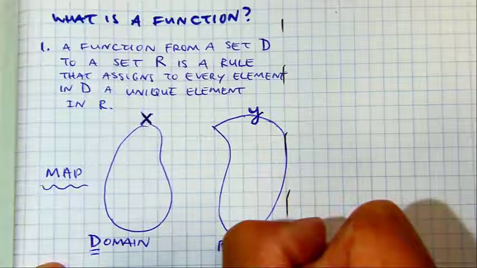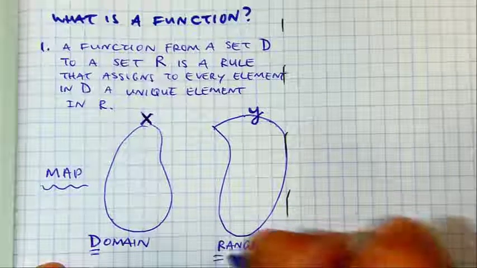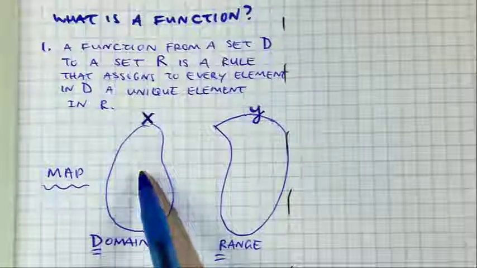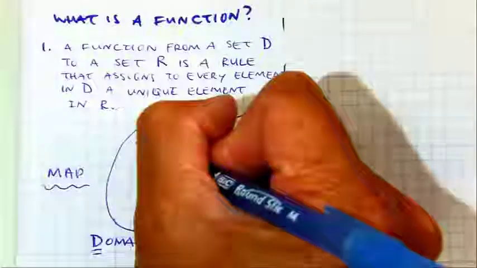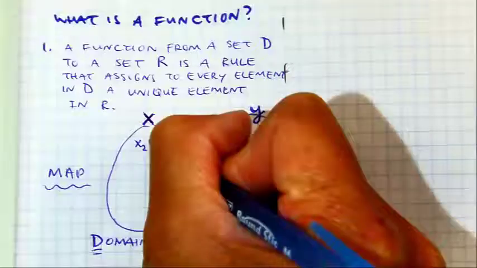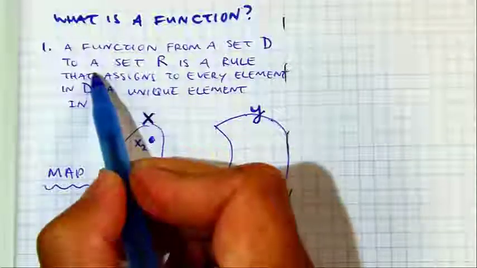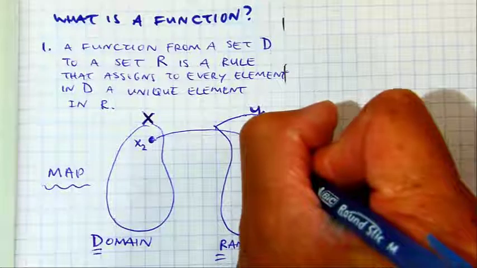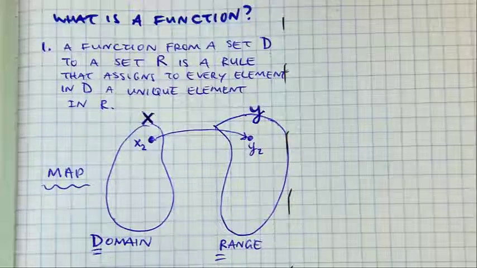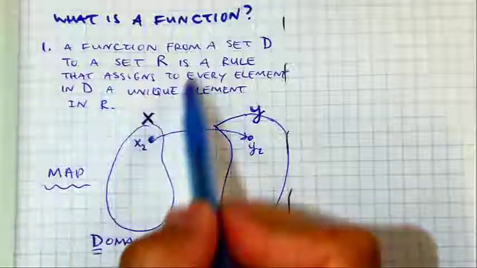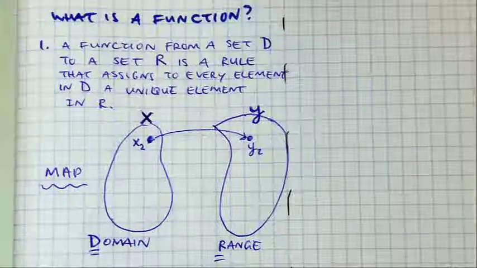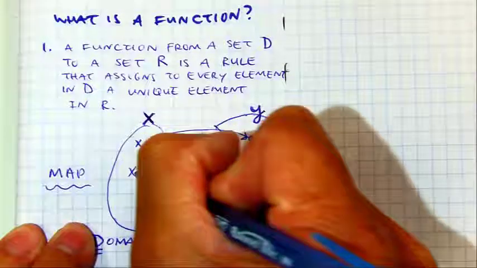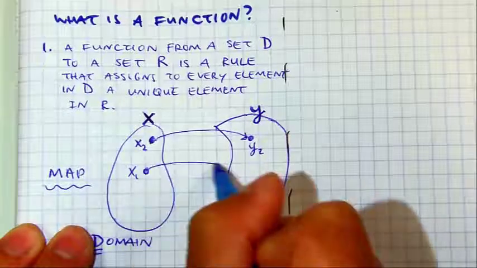What is a function? A function is from set D. Let's just say I call this one the x2 to set R. So we're going over here. That's the rule, right? It's assigning from 1 to 1. Everyone say 1 to 1. Let's call this one x1. What do you think is going to happen? y1. Okay, this is going to get tricky now.